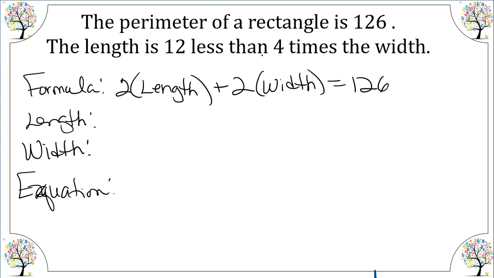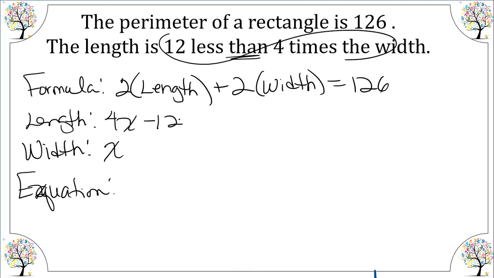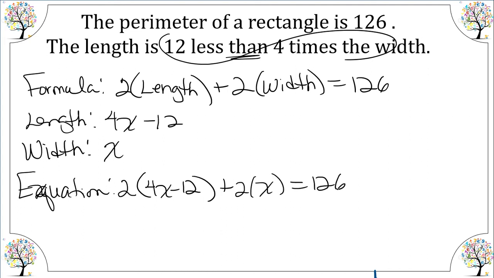The length is 12 less than 4 times the width. We know nothing about width, so let's let x stand for width. Less than is a flip-flop, so we're going to flip these around and say 4x minus 12. Now, here, ladies and gentlemen, this is where if somebody misses it, they forget to bring the 2 down. So we're simply using the formula. We have 2 times our algebraic expression for length plus 2 times width, which is x, equals 126.